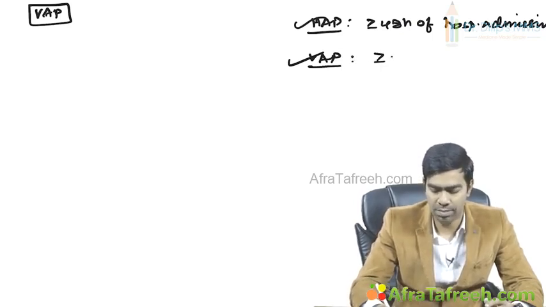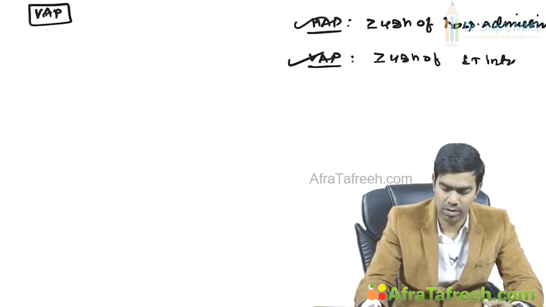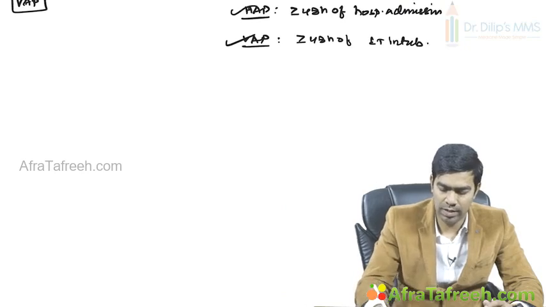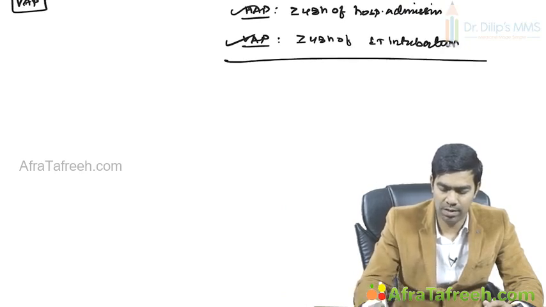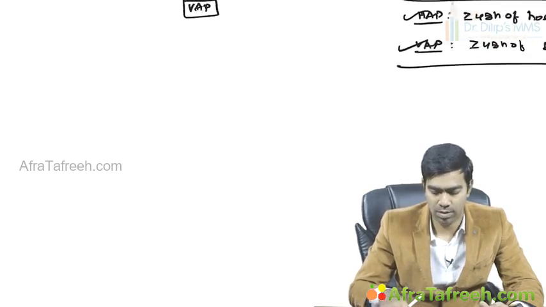Ventilator-associated pneumonia is when it happens after 48 hours of endotracheal intubation and connecting to the ventilator. Clear? Only if it happens after 48 hours of intubation, we call it ventilator-associated pneumonia. If it happens before 48 hours, it could be either a hospital-acquired pneumonia or a community-acquired pneumonia, depending on how long the patient has been staying in the hospital. So after 48 hours of endotracheal intubation, this is what we call a classic ventilator-associated pneumonia.